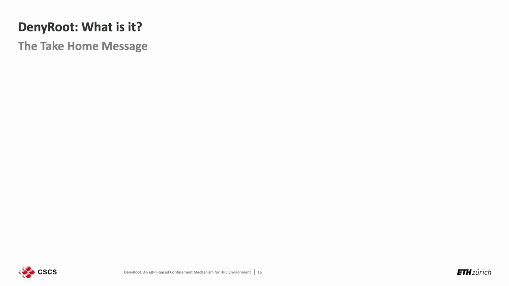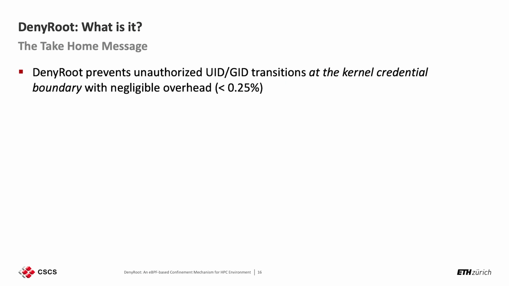What's the take-home message? If you haven't looked at your laptop all the time and haven't paid attention, this is the moment to pay attention, okay? Basically, this is a tool that prevents kernel transition, credential transitions, right? With a very small overhead. The maximum overhead we saw was 0.25% in the kernel, and I had to run over and over to be able to see it, right?